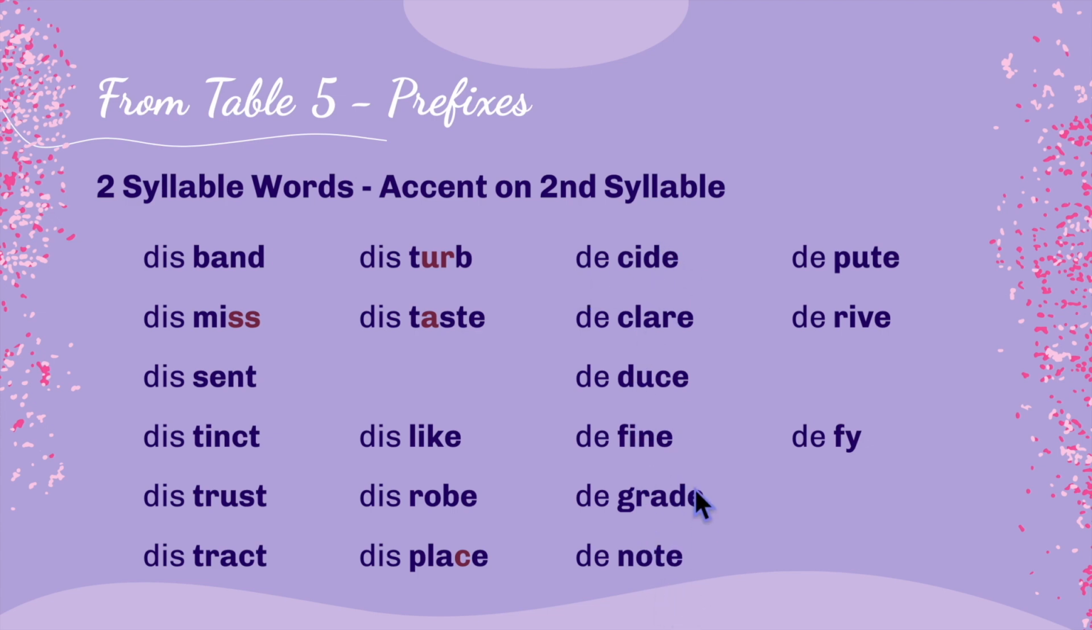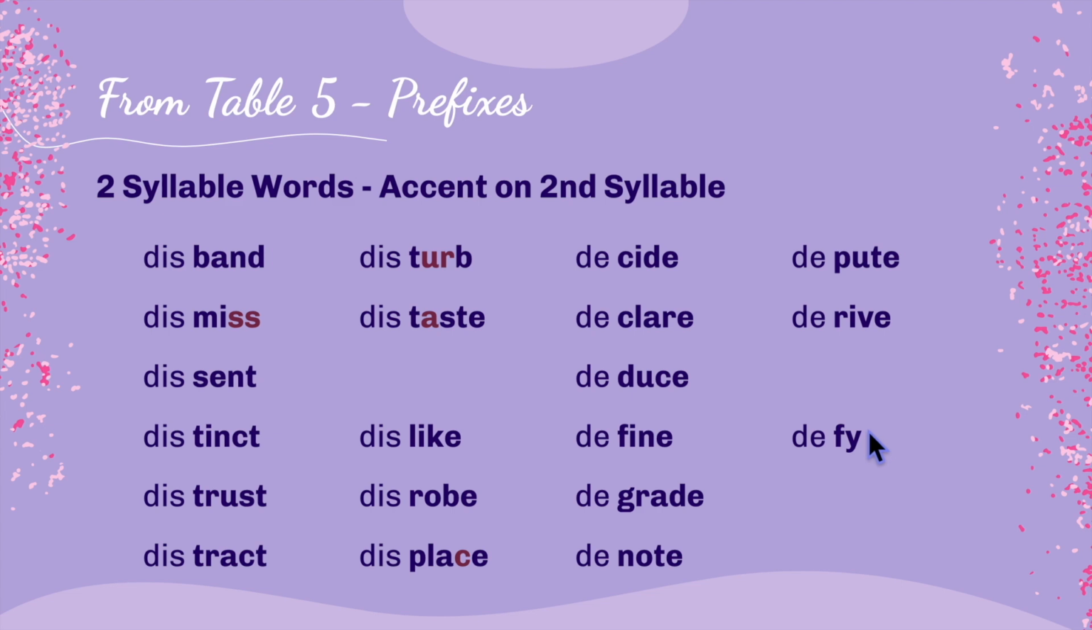Notice that in all of these words, we have a silent E making the vowel 2 letters before it have its long sound. And the C, when followed by an I, is going to have its soft sound of S. Decide, declare, deduce, define, degrade, denote, depute, derive.